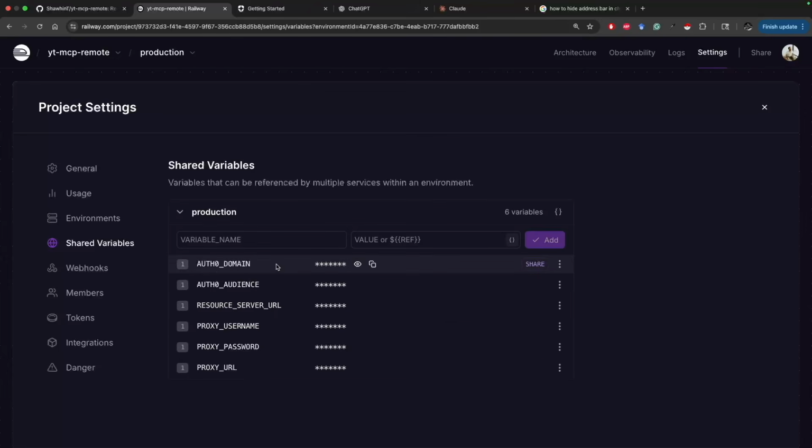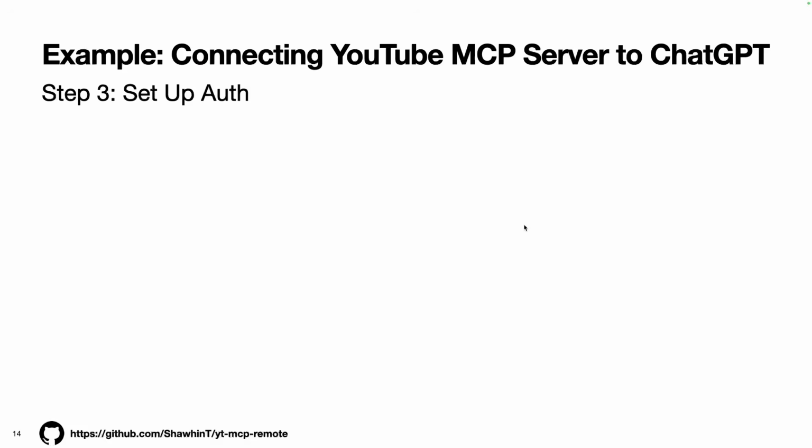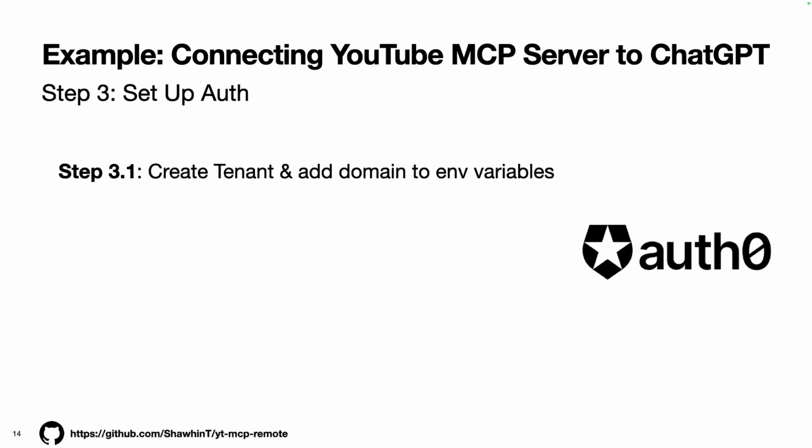So let's talk about setting up this auth0 domain. I'm going to come back to the slides. So to set up auth, first we're going to create this tenant and add the domain to the environment variables. Then we'll create an API and configure its settings.